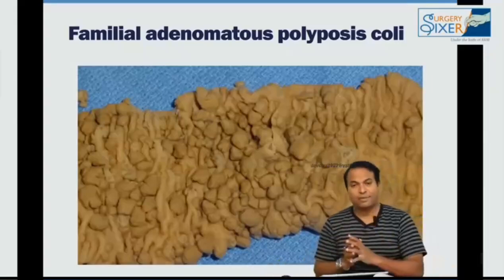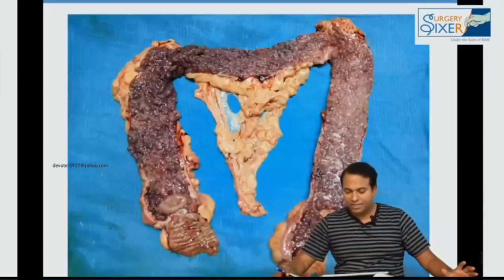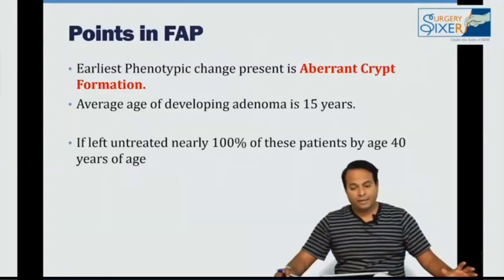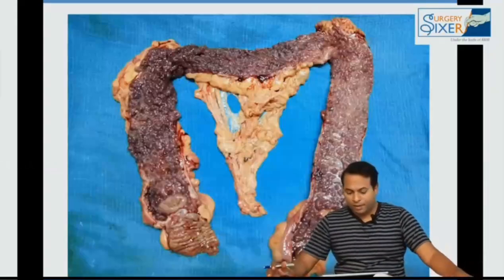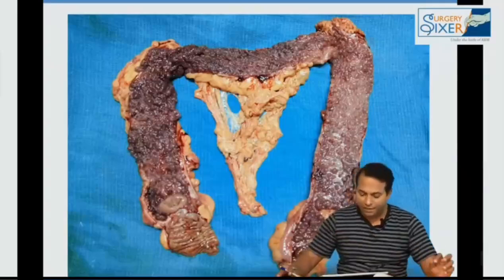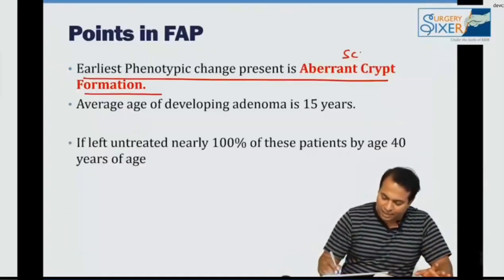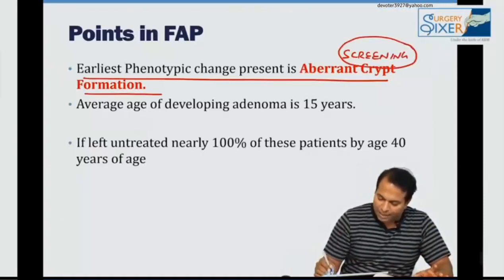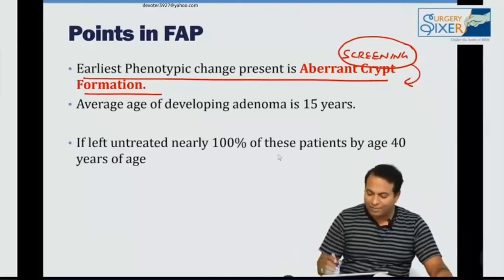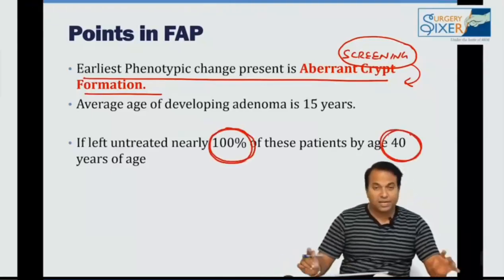This is a classical FAP, with hundreds of polyps in the colon, one of my patients. We did a total proctocolectomy with end ileostomy for this patient, and afterwards a total proctocolectomy with ileal pouch anal anastomosis was done. The earliest phenotype change present is aberrant crypt formation, which is a screening method. Please don't forget, all of them will die by the age of 40 years if left untreated.